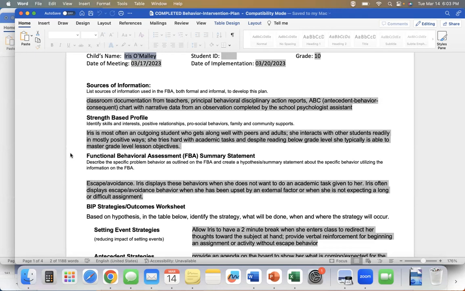Then our summary statement here, we are looking at the specific problem behavior and creating a hypothesis or summary sheet about those specific behaviors. So we have deduced from our examinations that her behavior is escape or avoidance maintained. That's the function. Iris displays these behaviors when she does not want to do an academic task that is given to her. She often displays escape avoidance behavior when something else has upset her, or when she is not expecting a long or difficult assignment to be given to her.